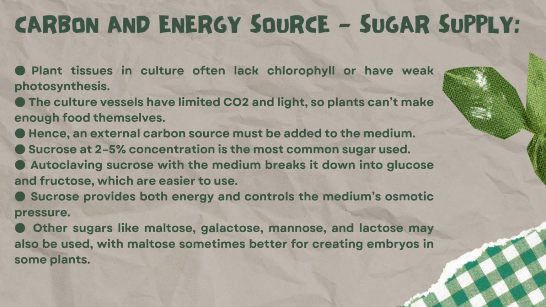Inside culture vessels, plants often lack chlorophyll or have really weak photosynthesis. Add to that, there is limited carbon dioxide and light, so the cells just can't make enough food by themselves. That's where external carbon sources come in. We need to add them to the growth medium, and the most popular choice is sucrose, usually at a concentration of 2 to 5%. When we autoclave the medium, that sucrose gets broken down into glucose and fructose, making it even easier for a plant cell to use.